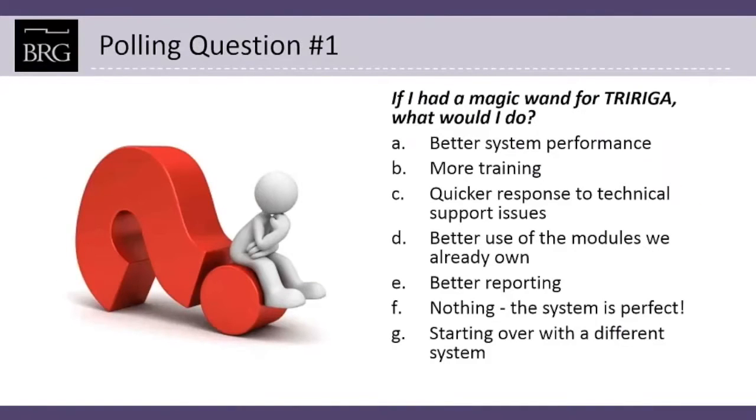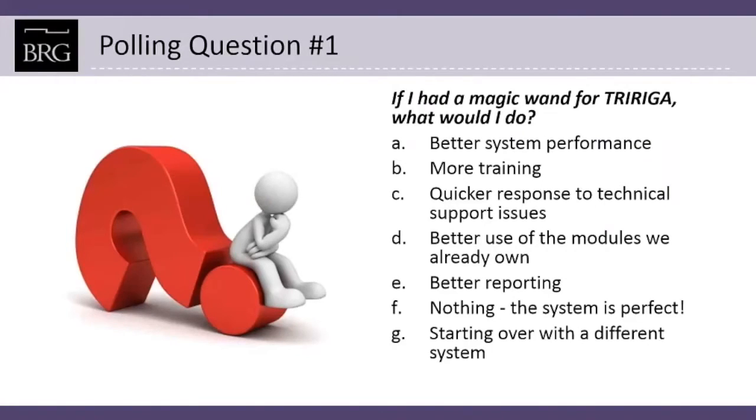Today, we'll be conducting polling questions. Your answers to these questions help us better develop user groups that fit your needs. So our first question applies to what you would do if you had a TRIRIGA magic wand, and I'll let Troy give you some more information on that while I open the poll. Sure, I'll just read through these as Nicole is opening that up.